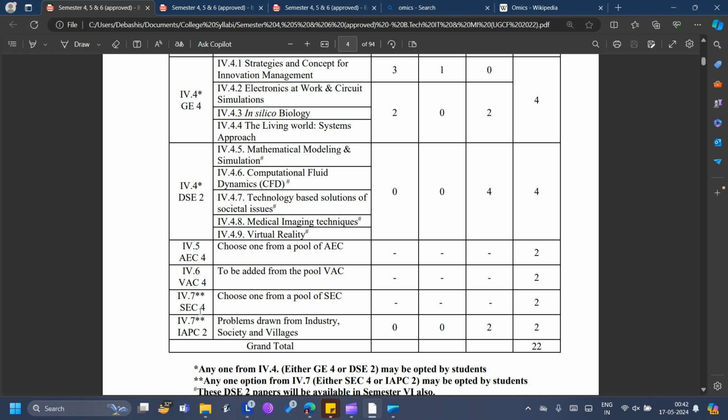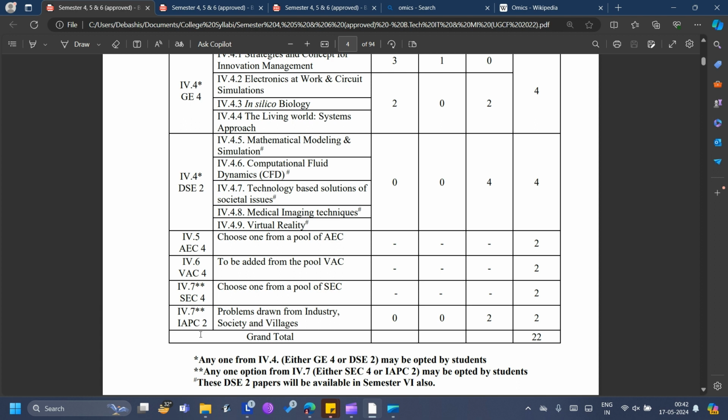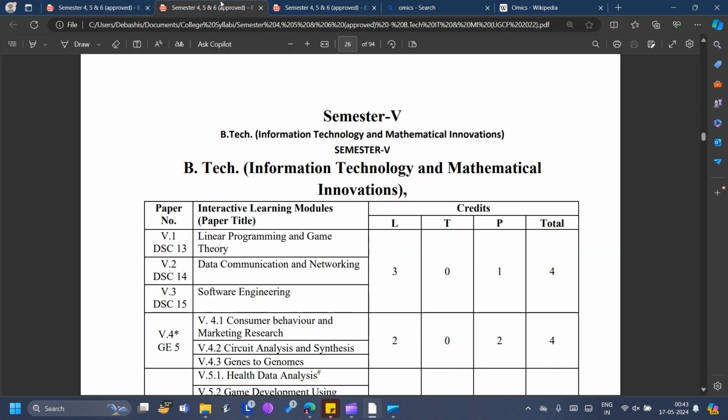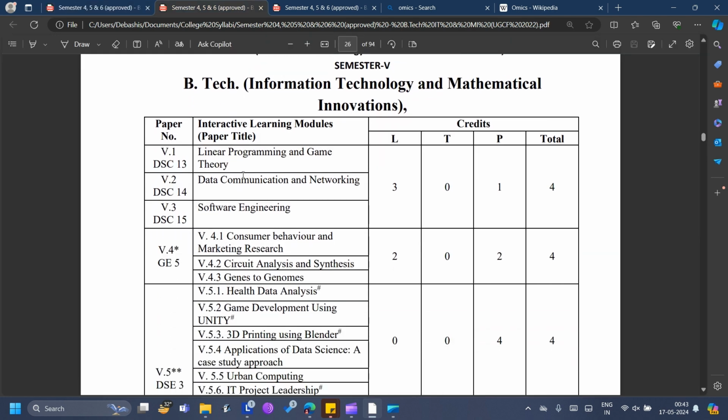And after that, under 4.7, either you choose an SEC course or you choose to do an internship, or you choose to do a semester long project under one of the teachers, where the theme would be problems drawn from industry, society and villages for semester 4. It's called IAPC, which stands for internship, apprenticeship, project, certification. Now, what is a certification? If you get a certification done from an IIT or from NPTEL or from Coursera, which offers you some credit points against it, you can get that converted and added here. That's what it is.